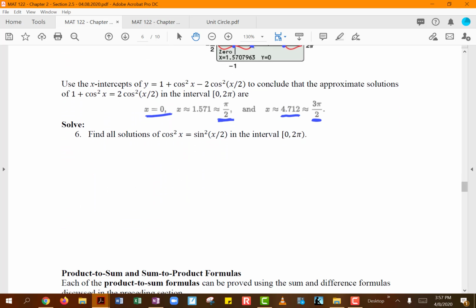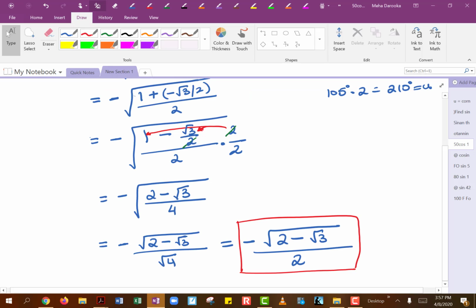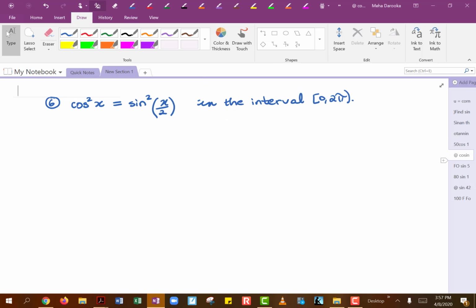Okay, so for example 6, we have to find all the solutions for cosine squared of x equals sine squared of x over 2. And again, we're doing this in the interval from 0 to 2 pi. Okay, so let's take a look at this example over here.